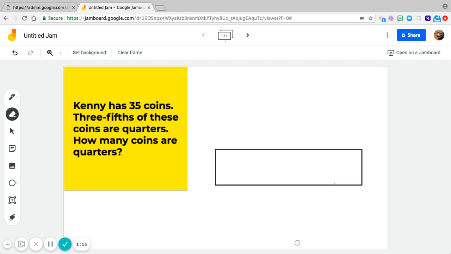Kenny has 35 coins. 3/5 of these coins are quarters. Just take a moment and I want you to think about, what is this situation telling us? What is going on in this situation?